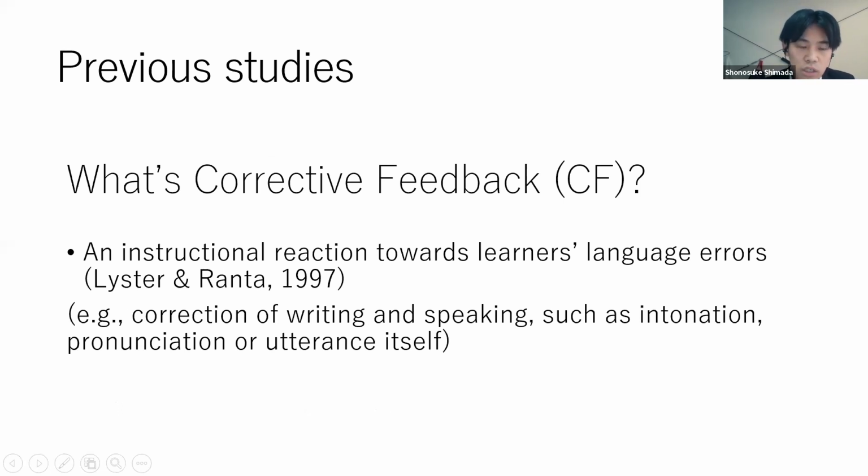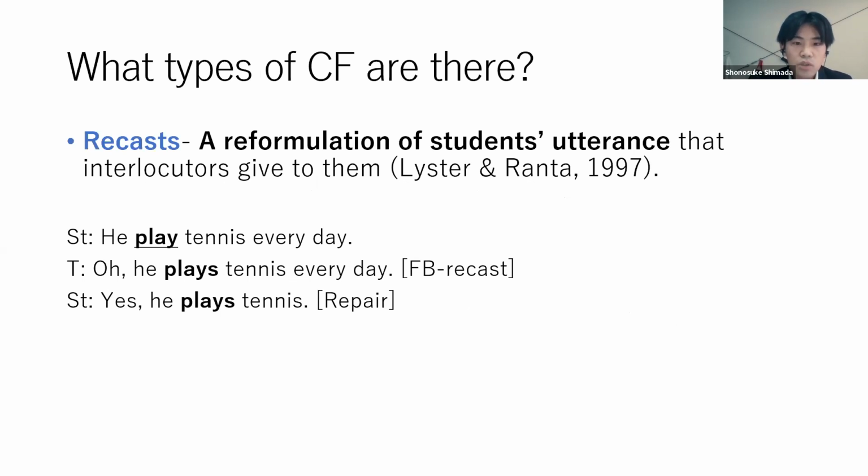According to Lyster and Ranta, corrective feedback is an instructional reaction towards learners' language errors. For example, if you are a teacher and your student has a problem in their oral production, I am sure that you give some kind of correction that makes students' production better. So this is an example of CF. There are two main types of CF techniques. First of all is recast. Recasts are defined as a reformulation of student utterances that instructors give to them.